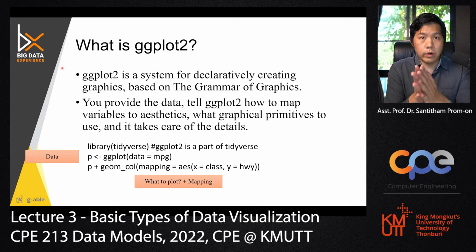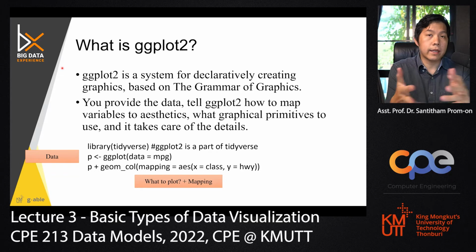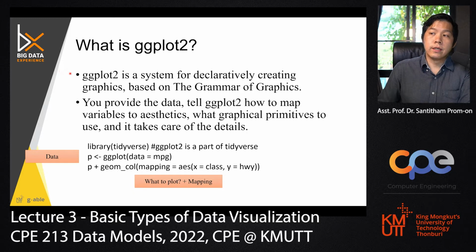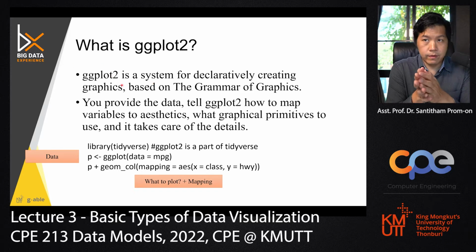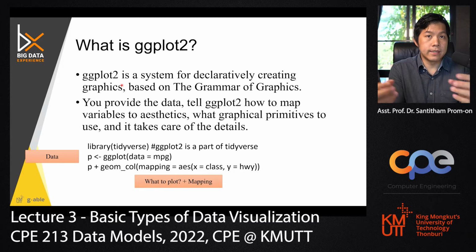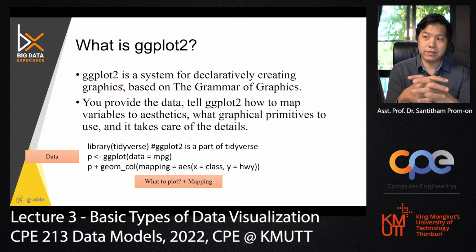Okay, what is ggplot2? ggplot2 is a package in R, obviously. It is a package designed for data visualization. It is created in a way that it separates the data and the visualization into different parts. It is claimed to be a system for declarative creation of graphics. That means you can create graphics using a declarative sentence, not in terms of English, but in terms of R code.